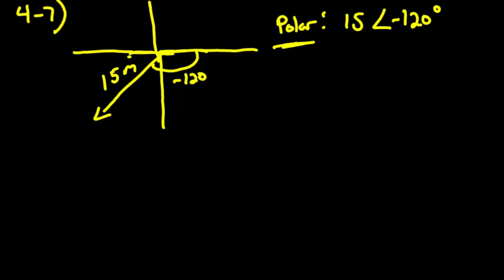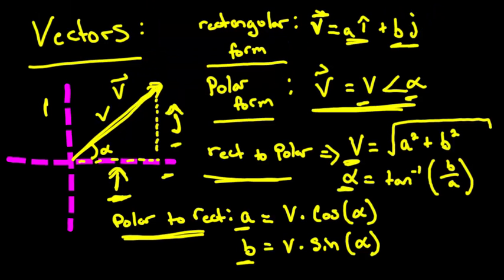Now, a harder part when it's in this form is finding the rectangular form. So let's look at the previous slide, or the previous page, and we see if we have it in polar form and we want to go to rectangular form, we're going to follow these steps right here.